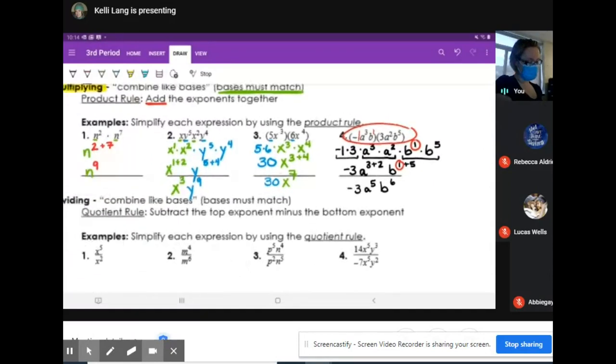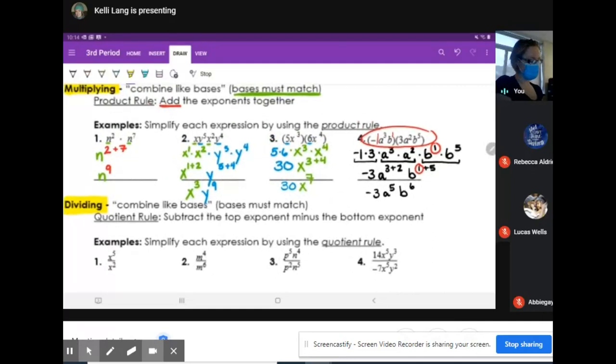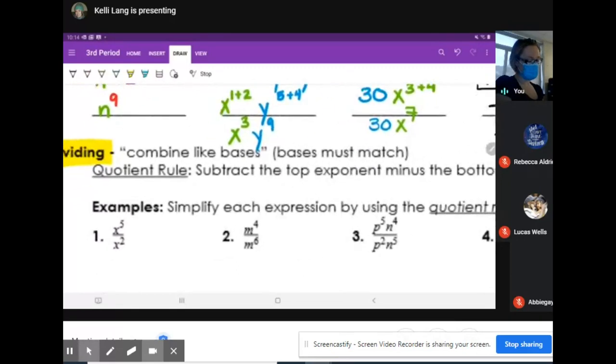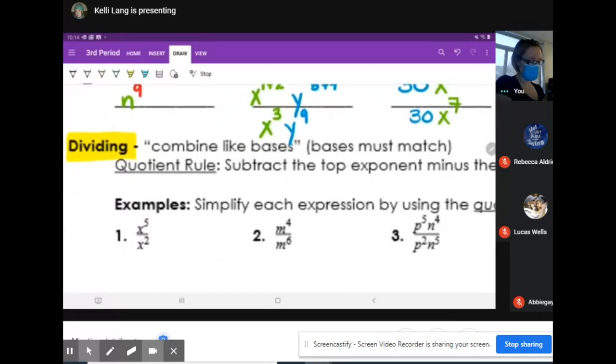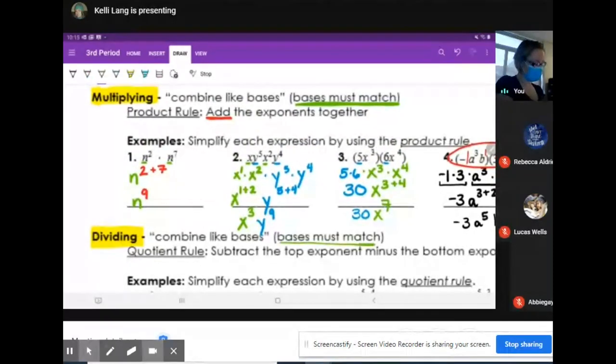Okay, so if we're going to talk about multiplication, very soon after that, we'll be talking about division. They're kind of flip sides of the same coin. So the rules are very similar. Our bases must match, which was the same with our multiplication rule. Our bases must match, and instead of adding the exponents together, we subtract.